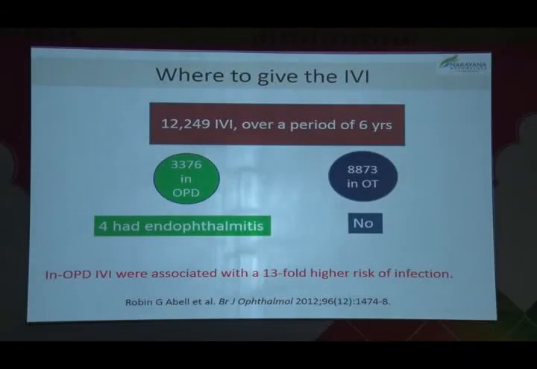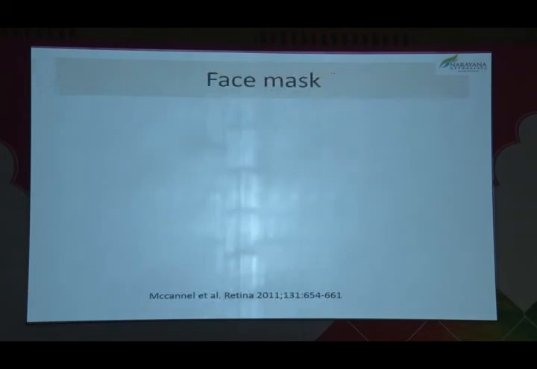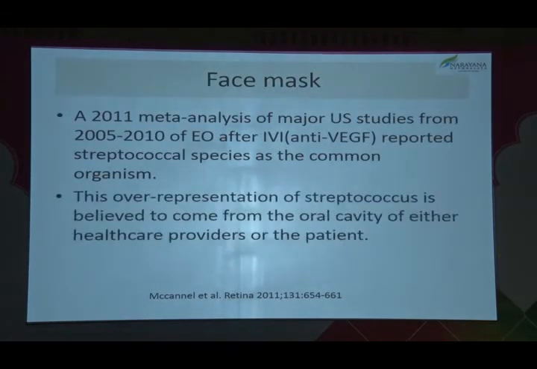And where should the injection be given? In this study, 3,336 injections were given in the OPD and 8,873 in the OT. In the OPD, 4 patients had endophthalmitis. In the OT, there was none. So it is very clear that it should preferably be done in the operation theater. A face mask is important because studies have shown that streptococcus is more commonly seen in post-injection infection, and that comes from the oral cavity. It's not from the area around the patient's eye. It is from the oral cavity. So it can be prevented if everybody wears a mask. That is important. It's preferable.